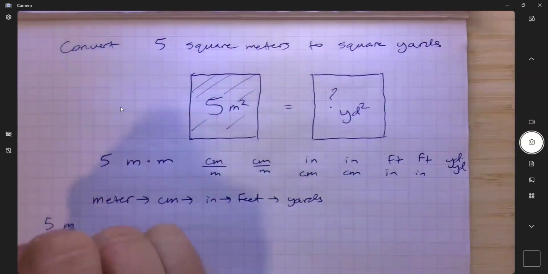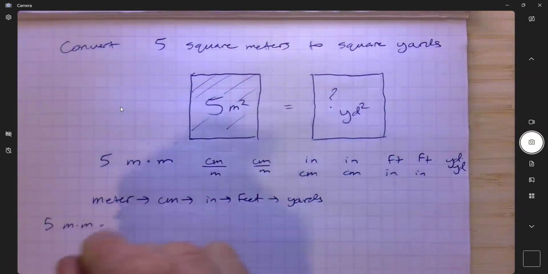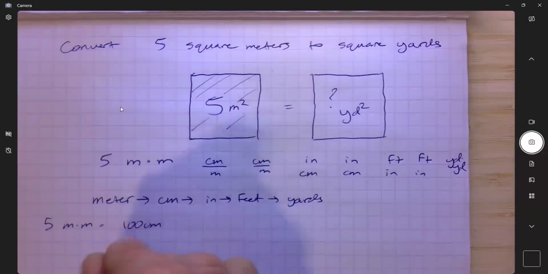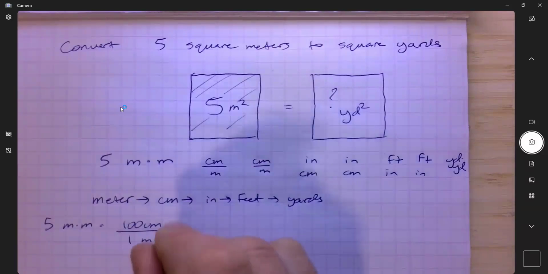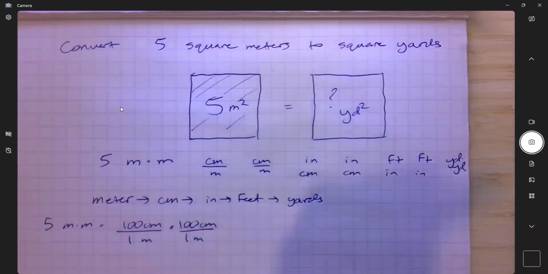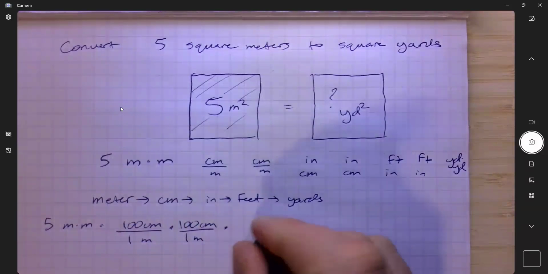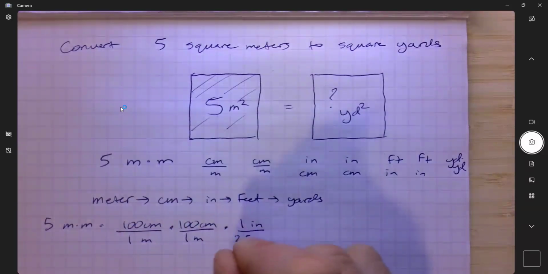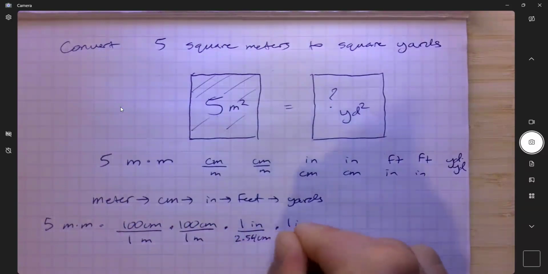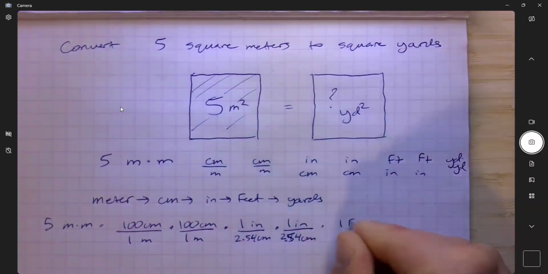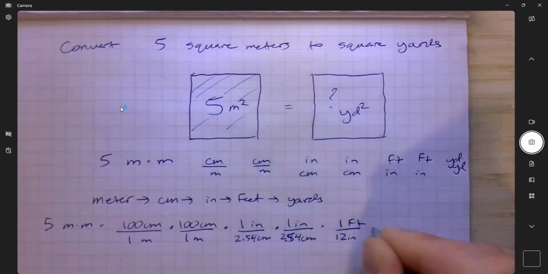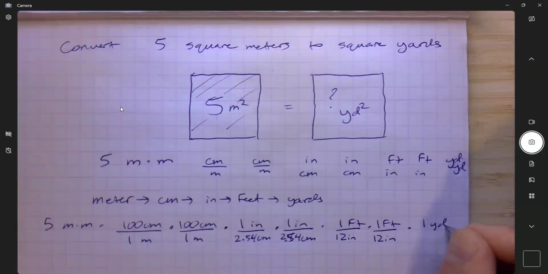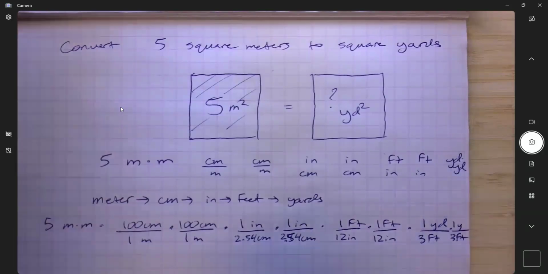So I have 5 meters times meters, and then there are 100 centimeters in 1 meter, and I have to do that twice. And then there is 1 inch to 2.54 centimeters, and I do that twice. And then there is 1 foot to 12 inches, and I do that twice. And finally, there is 1 yard to 3 feet, and I do that twice.